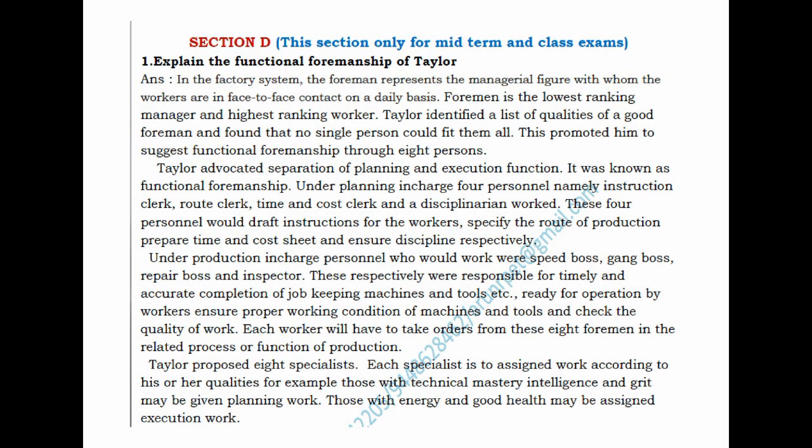Taylor advocates separation of planning and execution functions. For that reason, he brings in functional foremanship. Under that, you will have planning in charge and production in charge. You will have instruction card clerk, route clerk, time and cost clerk, disciplinarian, speed boss, gang boss, repair boss and inspector. What is the work of all these people? All this has to be explained in a proper manner with a neat diagram which is given in the textbook.